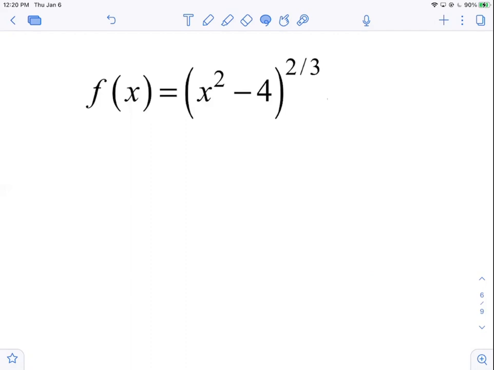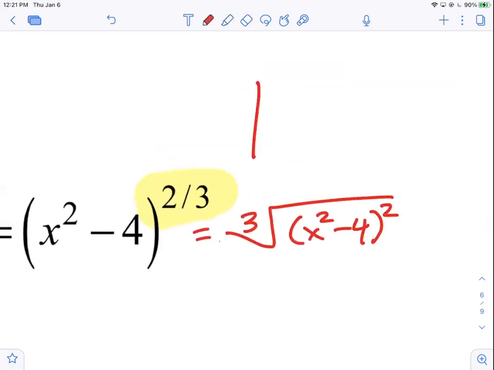0 or undefined. So you always want to size up the function first. What is its domain? Anyone? What values of x work here? Yes, very good, very good. Bear in mind that this is the same as this.